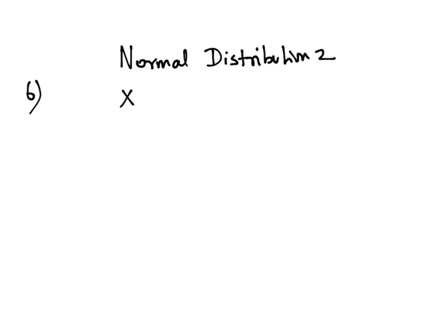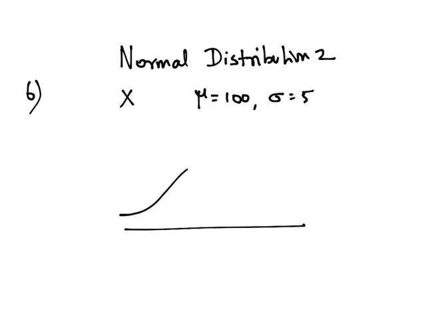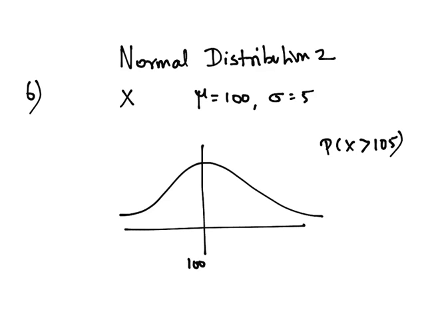Let X be normally distributed with mean 100, so mu is 100, and standard deviation of 5, so sigma is 5. They've given you this diagram. On the diagram below, shade the region representing P of X greater than 105. Now this is actually a non-calculator question. So this is 100 and 105, and this is how we represent P of X more than 105.